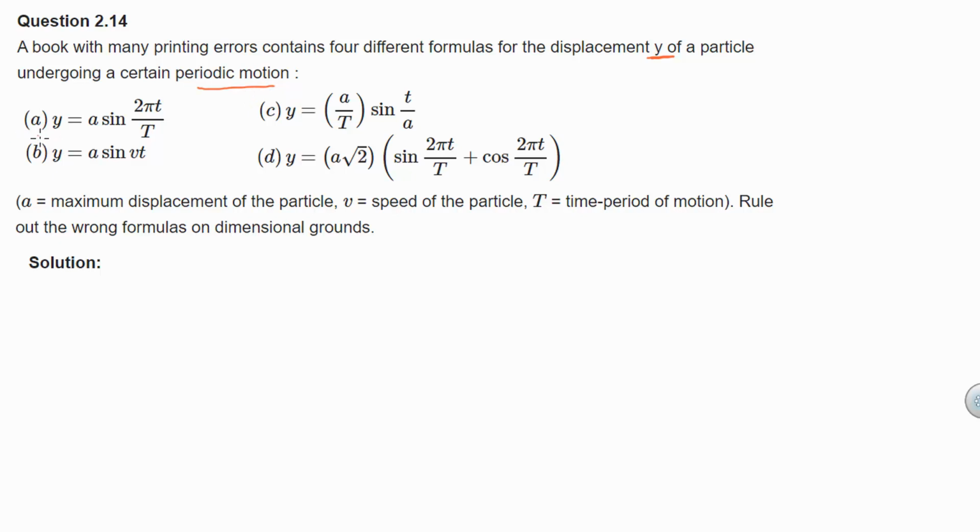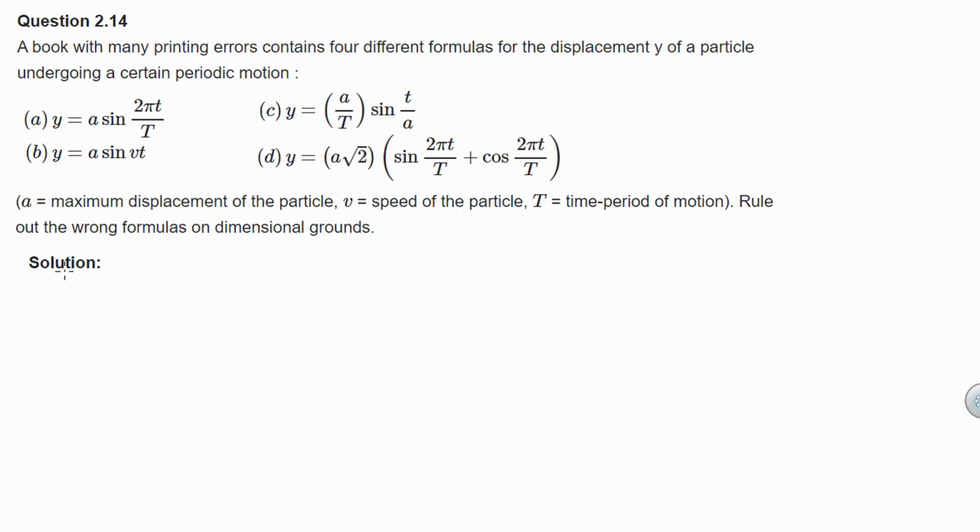So the various options given are y = a sin(2πt/T), y = a sin(vt), y = (a/T) sin(t/a), y = (a/√2)(sin(2πt/T) + cos(2πt/T)). Now here it is given in the question that a is the maximum displacement of the particle, v is the speed of the particle, T is the time period of motion. Now rule out the wrong formulas on the dimensional grounds.